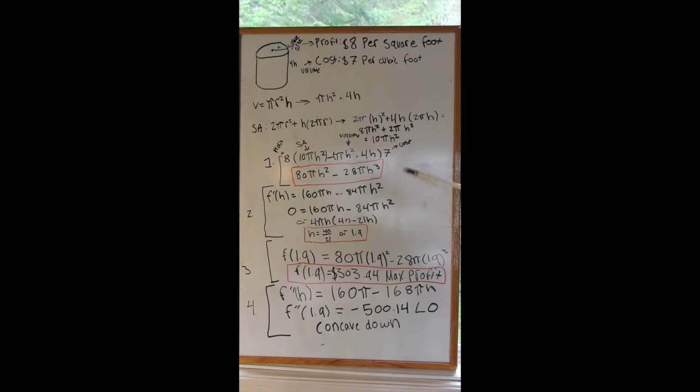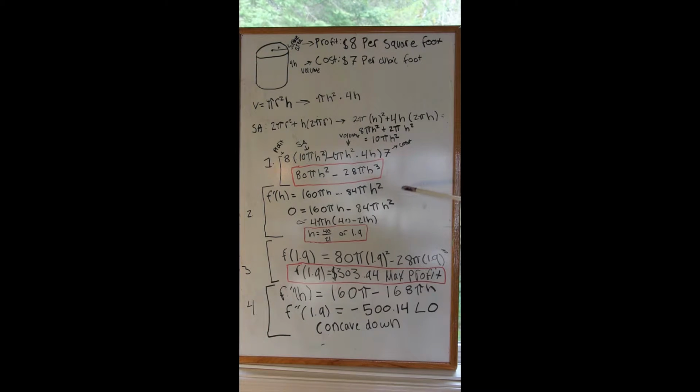And so the next step is we need to relate the two. And so this is where it gets a little bit tricky, because you have to remember, well, first of all, you need to do surface area minus the volume, so that you're taking the profit minus the cost in order to get what you're going to make. And we know that profit is $8 per square foot. So you have to multiply surface area by 8 and volume by 7, because the cost is $7 per cubic foot. So you solve that and you get this, 80 pi h squared minus 28 pi h cubed.